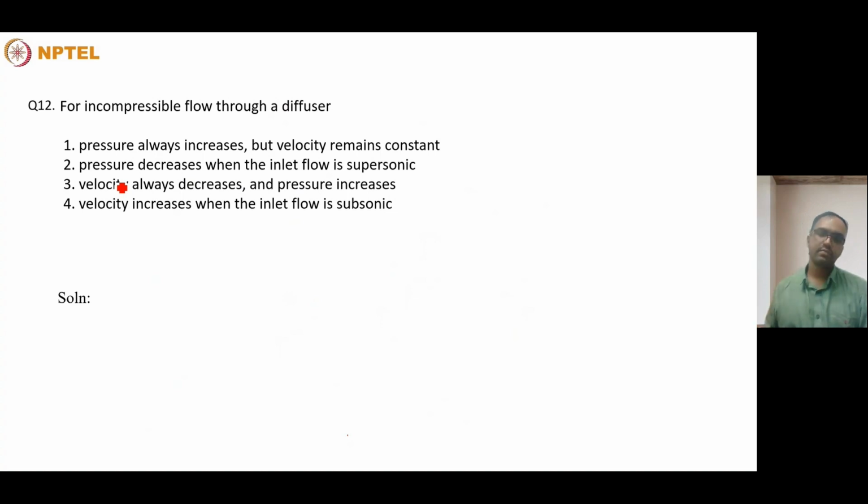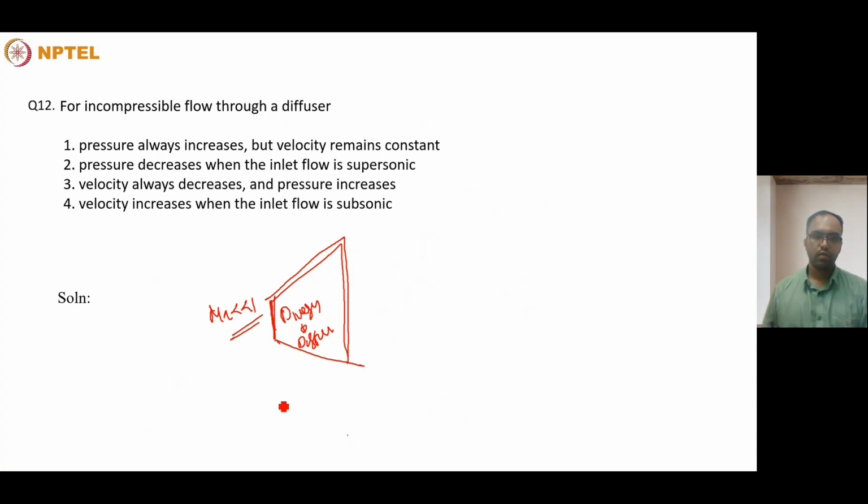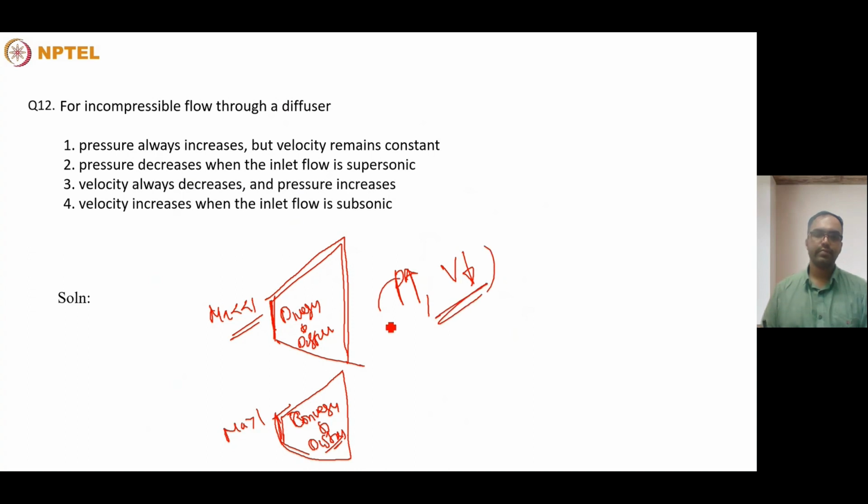The given case is a diffuser. So for a Mach number less than 1, the diverging duct acts as a diffuser. For Mach number greater than 1, the converging duct acts as a diffuser. So the function of a diffuser is to increase the pressure and decrease the velocity.